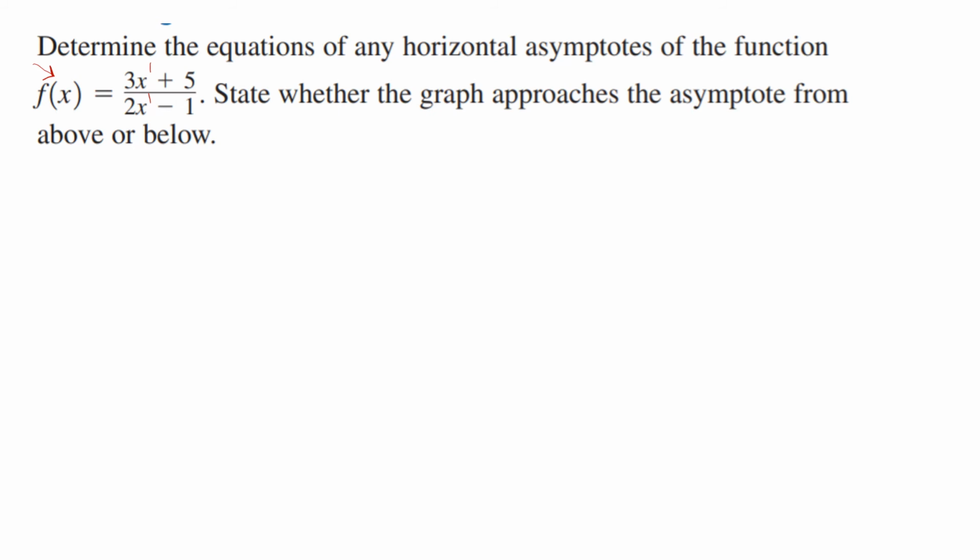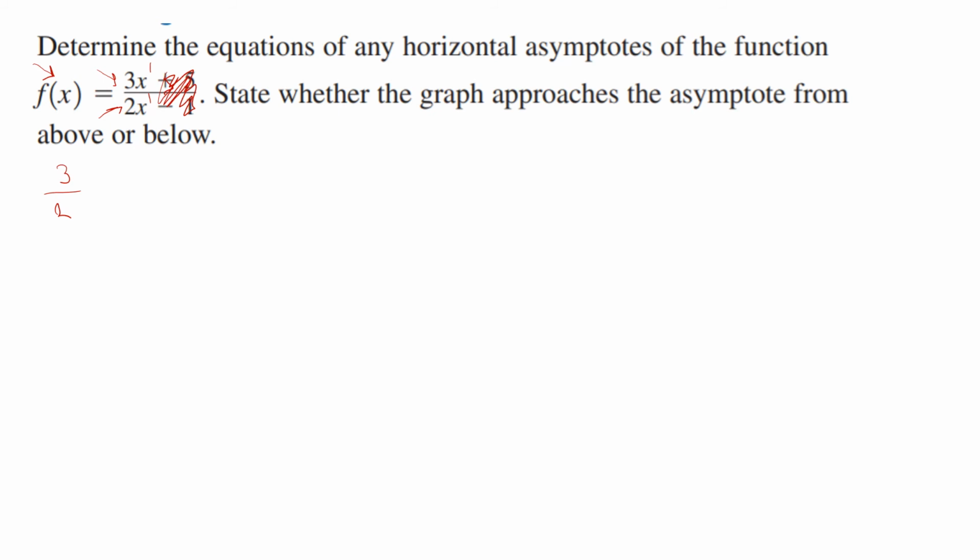Degrees are the same for the numerator and denominator that I see. I disregard the rest. I don't care about the rest, and I look at the constants for both numerator and denominator. I have 3/2, so that is my horizontal asymptote. So I have a horizontal asymptote at 3/2.